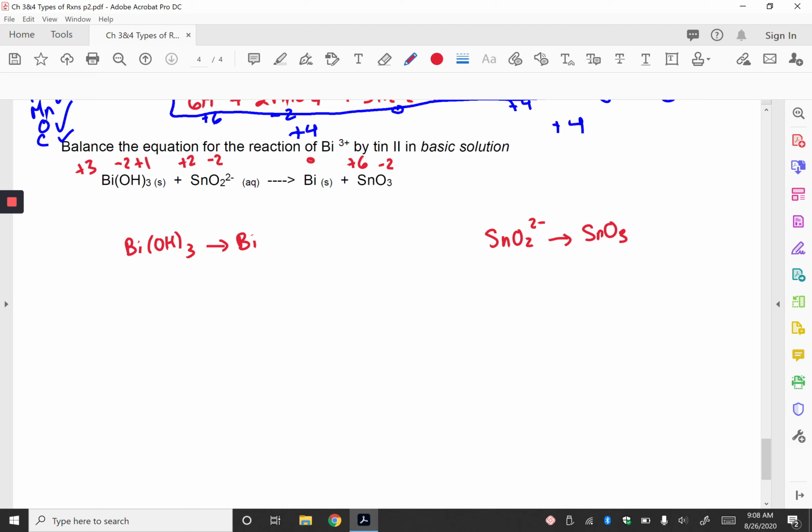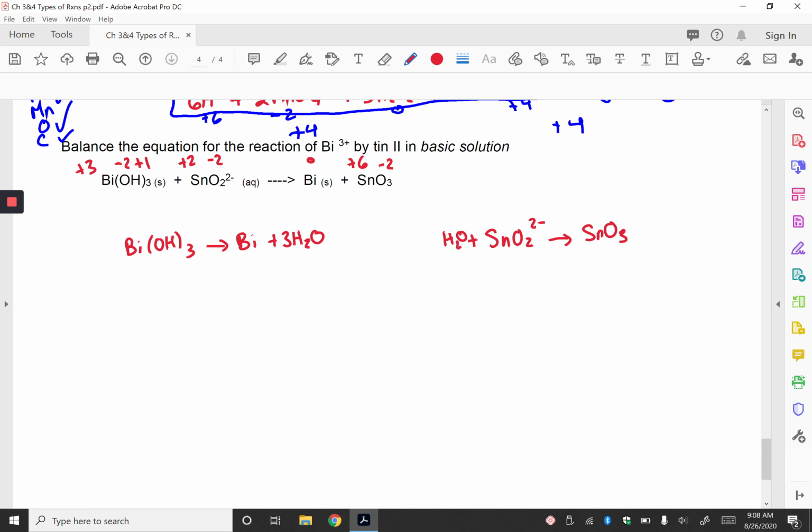Next, I'm going to balance all atoms that are not oxygen or hydrogen. So 1 bismuth, 1 bismuth, 1 tin, 1 tin. That one's good. Next, I balance my oxygens and my hydrogens. First, I do the oxygens by adding water. So there are 3 oxygens, none here. So I will add 3 H2O. Here I have 2 and 3, so I need just 1 H2O.